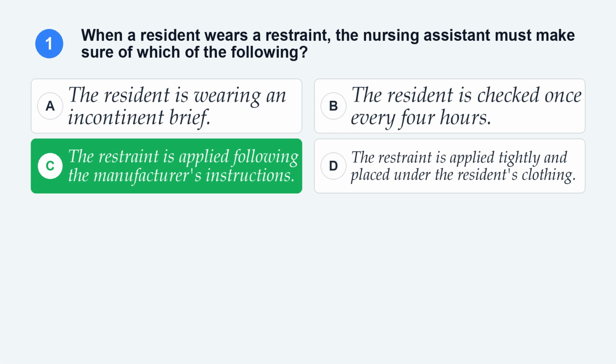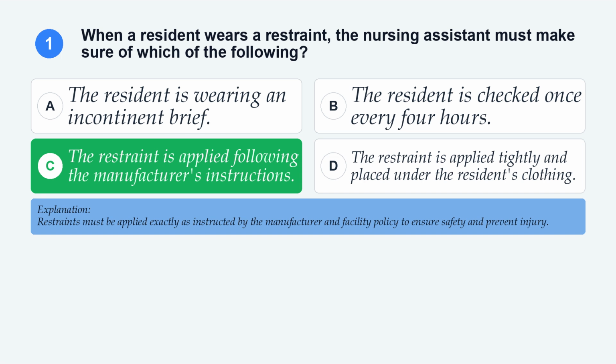The correct answer is option C. The restraint is applied following the manufacturer's instructions. Explanation. Restraints must be applied exactly as instructed by the manufacturer and facility policy to ensure safety and prevent injury.